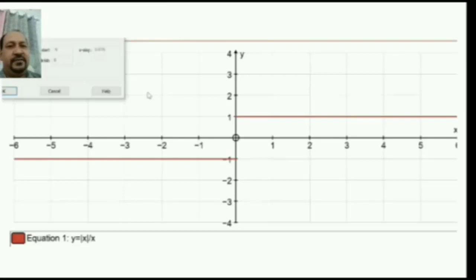Let us see the graph of this question. This was the signum function. The value of the function is minus 1 when x is less than 0, and when x is greater than 0, then the functional value of the function is 1, and it is not defined at x equal to 0.